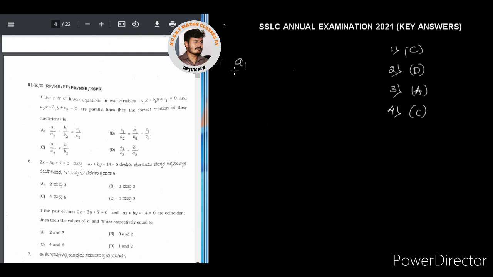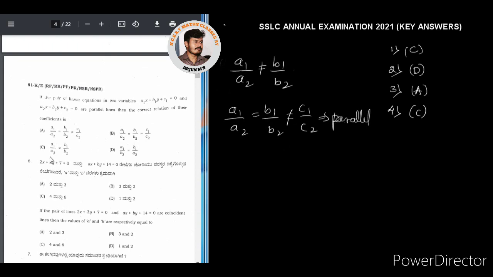We know that if a1/a2 is not equal to b1/b2, this ratio belongs to intersecting lines. If a1/a2 = b1/b2 = c1/c2, these ratios are considered coincident lines. And if a1/a2 = b1/b2 but not equal to c1/c2, this is called parallel lines. So therefore here the answer is option A.